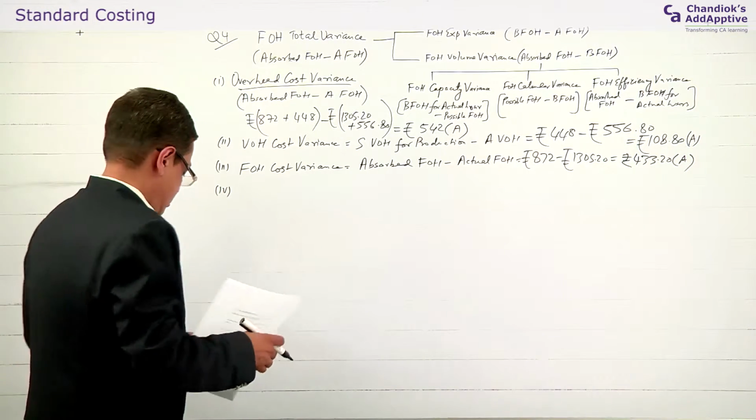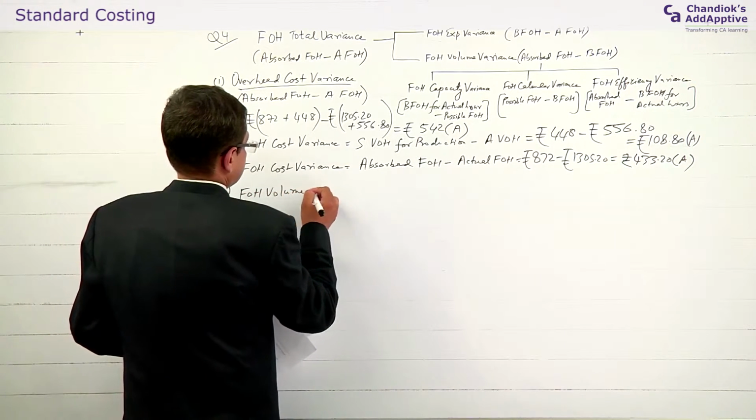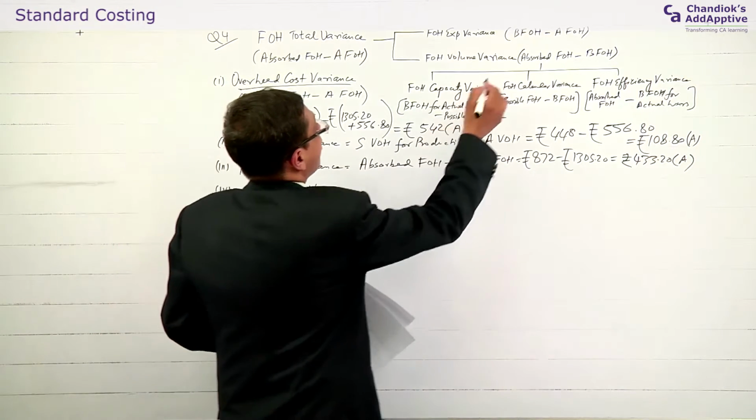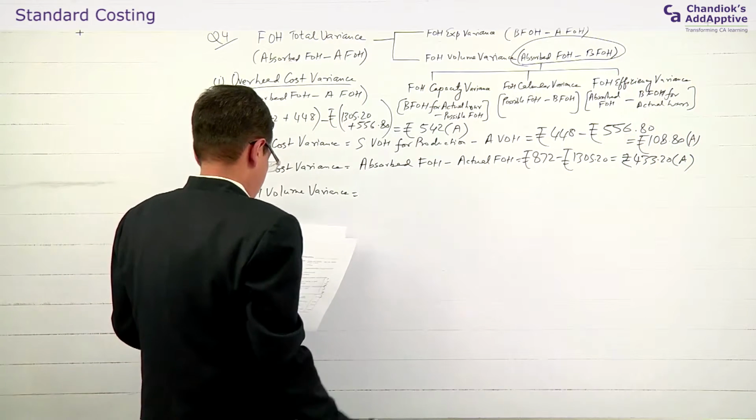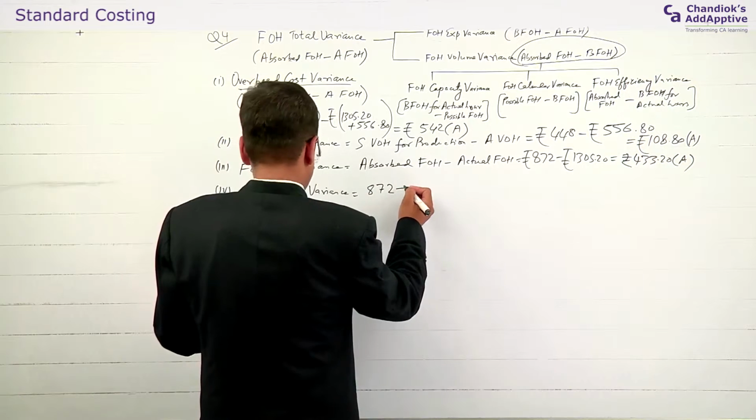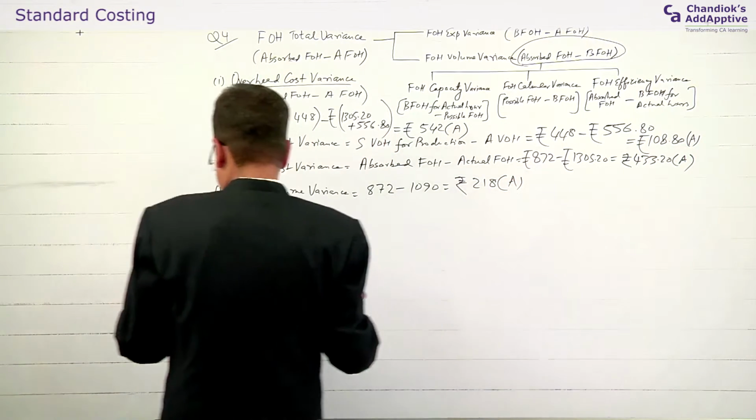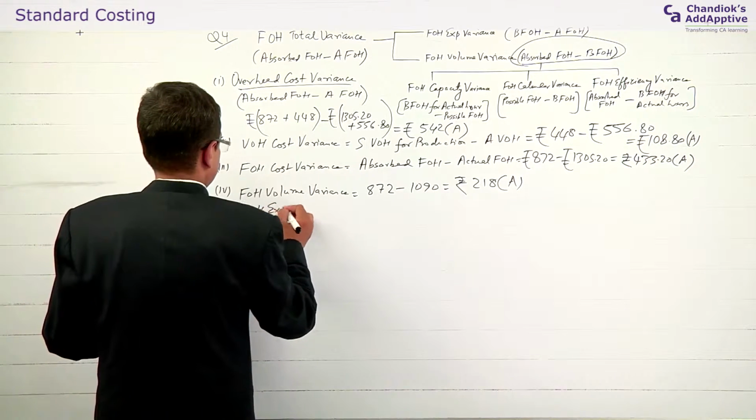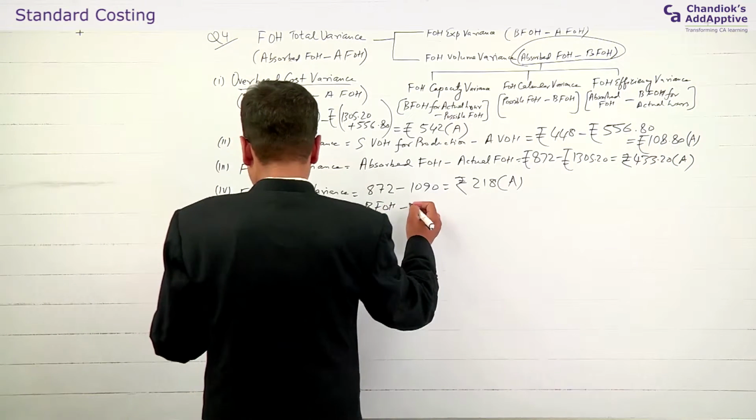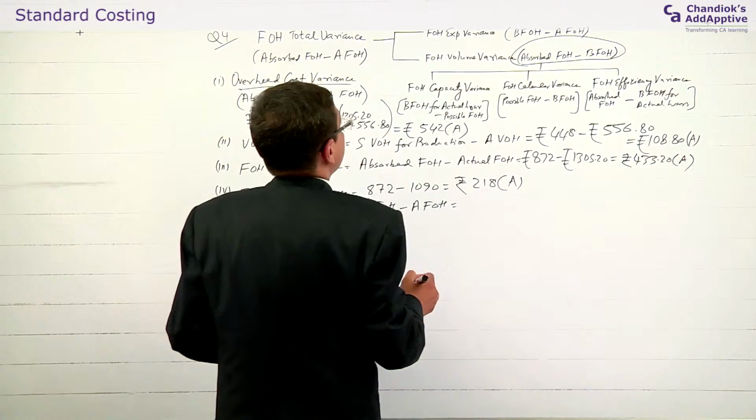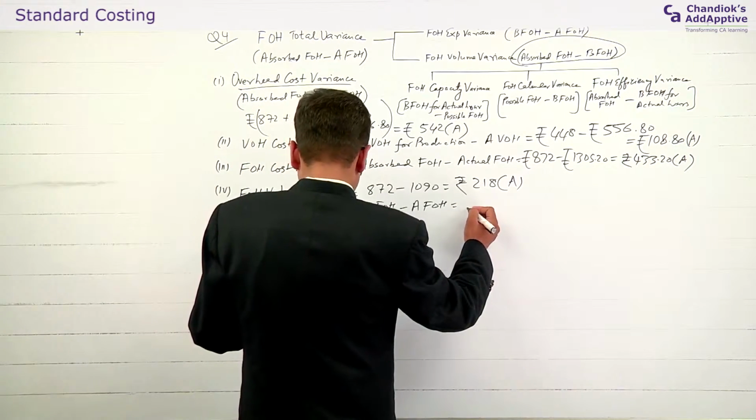The next part asks you to find out the fixed overhead volume variance. If you see the formula in the chart given above, for volume variance you have this formula: absorbed minus budgeted fixed overhead. I put the figure straight away: 872 minus 1090. So, this becomes rupees 218 adverse. The fifth part is fixed overhead expenditure variance. This is budgeted fixed overhead minus actual fixed overhead as shown above.